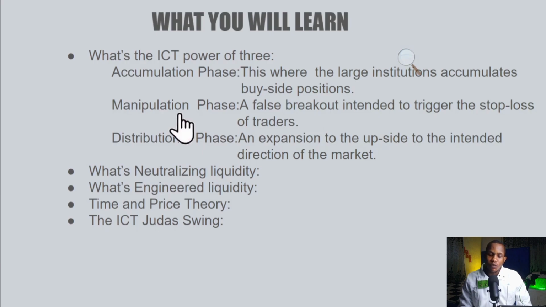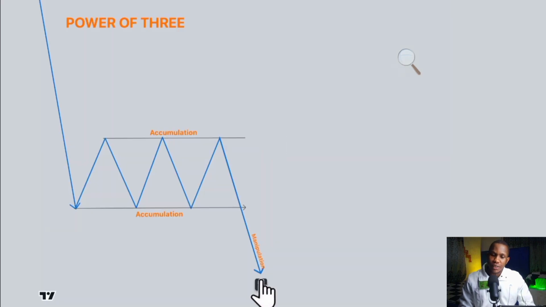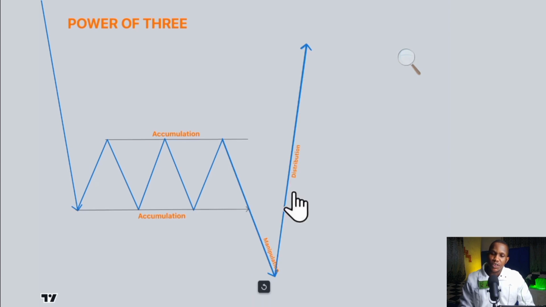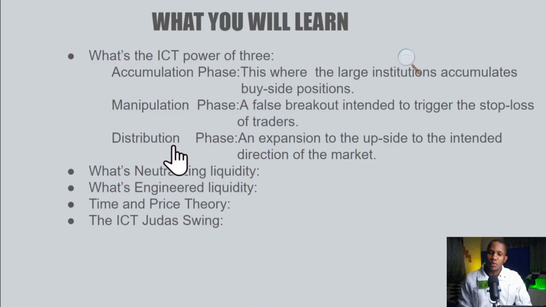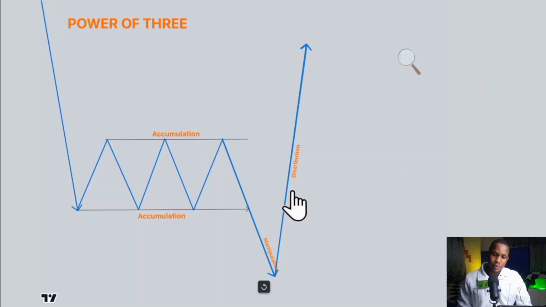Guys, we said that the manipulation phase is a false breakout intended to trigger the stop losses of traders. So this is the manipulation phase. Can you see how the smart money manipulated the market to take out the lows, the stop losses of these traders right here? And you as a trader should be getting in at this manipulation phase that will take you to a distribution level. We say a distribution phase is an expansion to the upside, in the intended direction of the market. And finally, after we got into the trade, the market would now move in the real direction, which the smart money wants to go into.